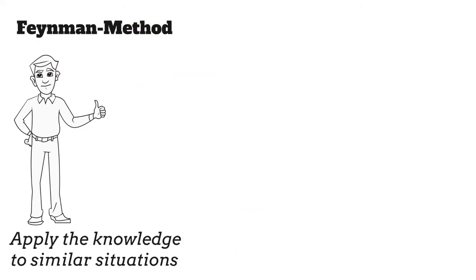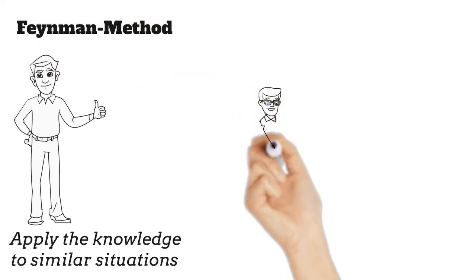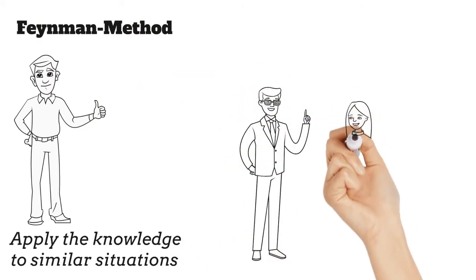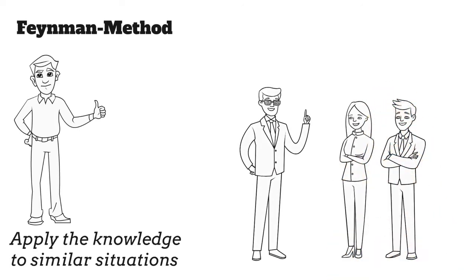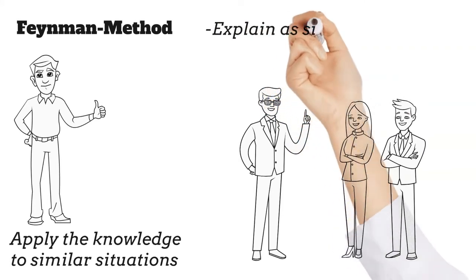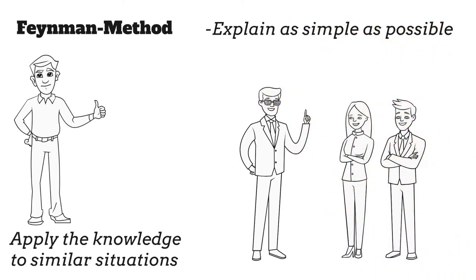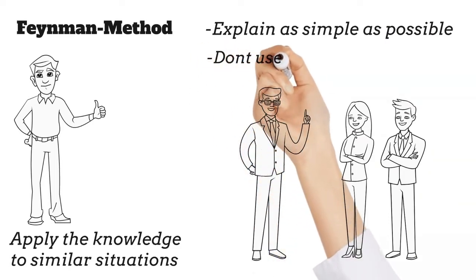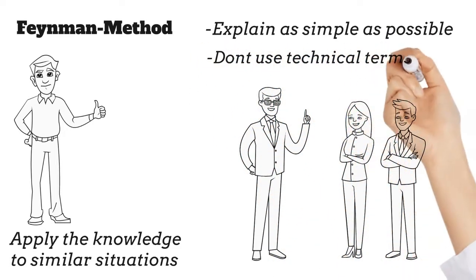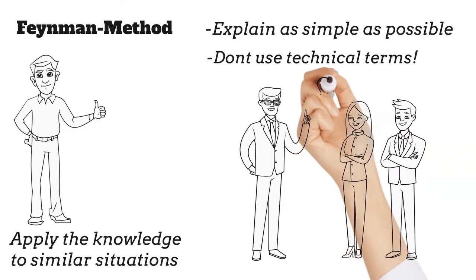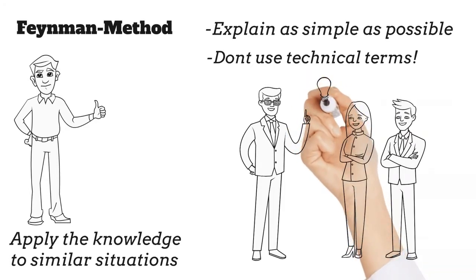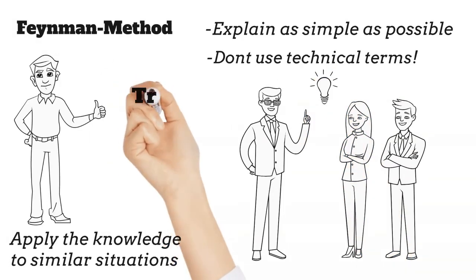According to a legend, Feynman founded a study group together with a few colleagues. Each of the participants was supposed to explain a topic to the other participants as simply as possible. One of the prerequisites was that no technical terms or foreign words were to be used. Nevertheless, or precisely because of this, the listeners were supposed to fully understand the topic. Sounds trivial, but it is not at all.